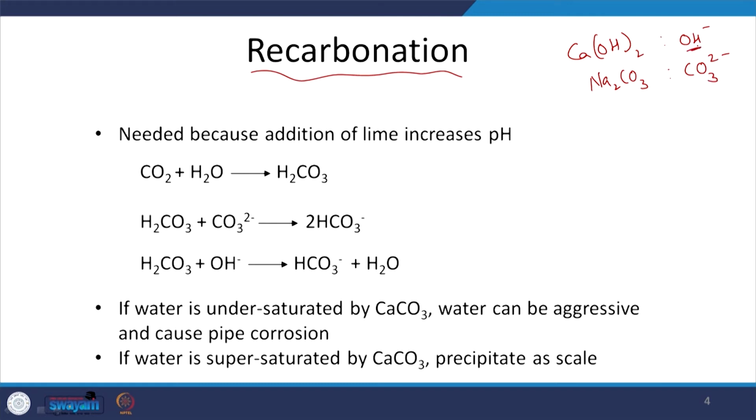This strong base, CO3 2 minus, also will increase the pH a bit depending on where the pH is. So at the end, depending on which step you are at, the pH will be very high, and this very high pH can't be supplied to the relevant population. Other than that, it will even lead to corrosion of your distribution network and such. So you have to bring the pH down, if not to 7, at least to 8 or so, an acceptable level.